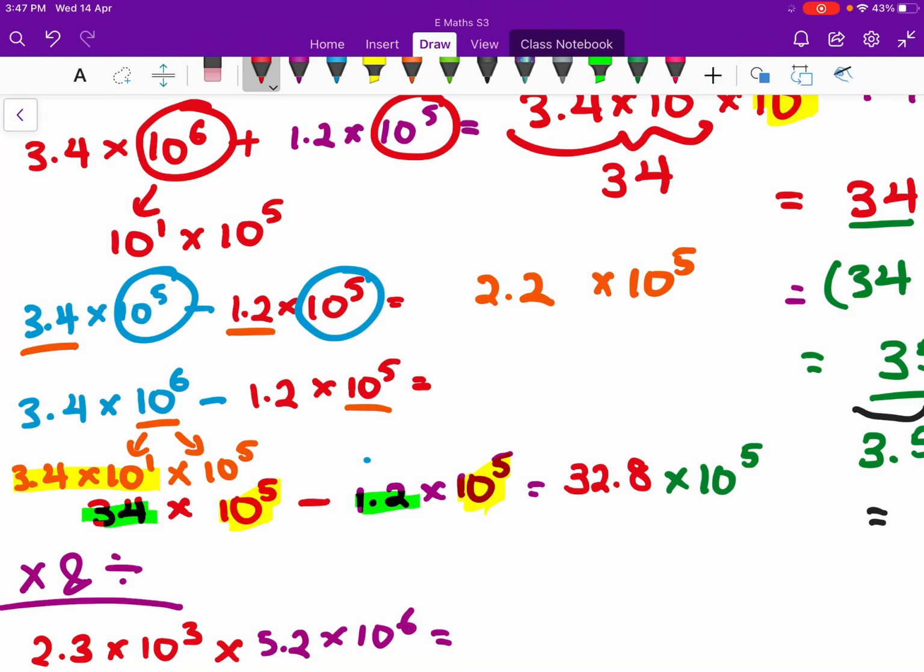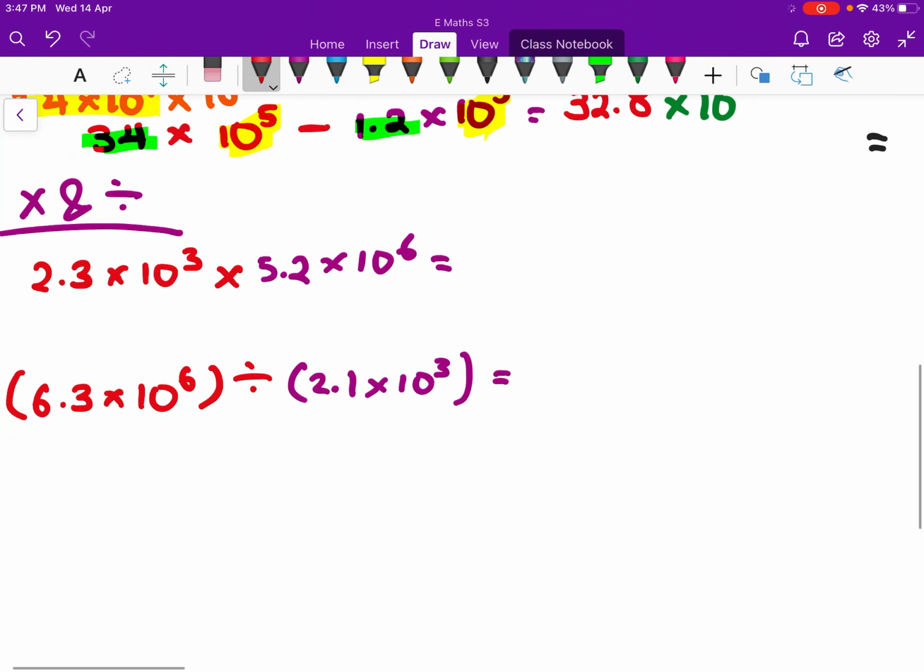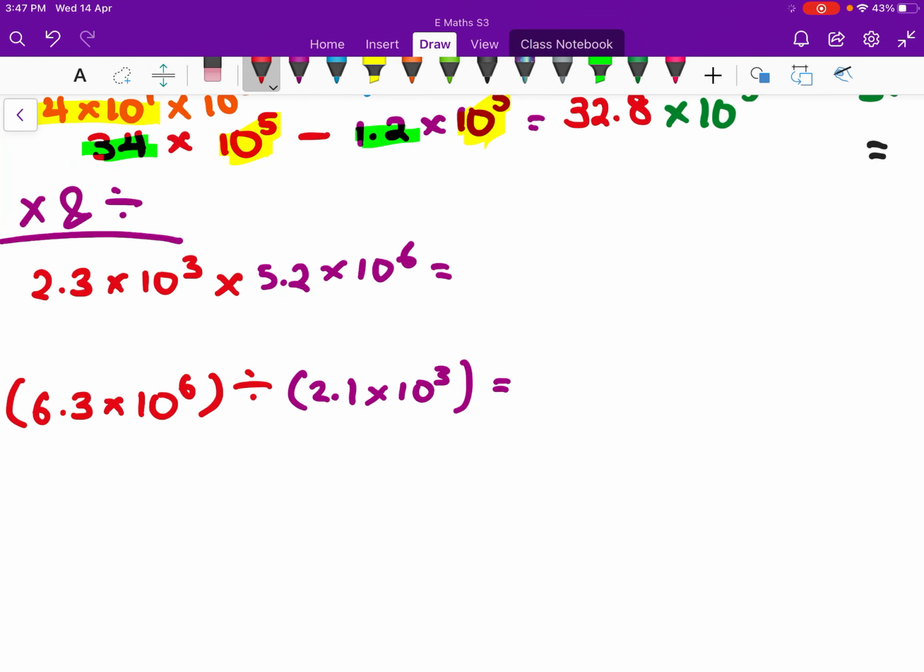Alright, so let's go to the multiplication and division. For multiplication and division is the easier part because you do not need to make the standard form the same. But just make sure that the standard form deal with the standard form, the number deal with the number.